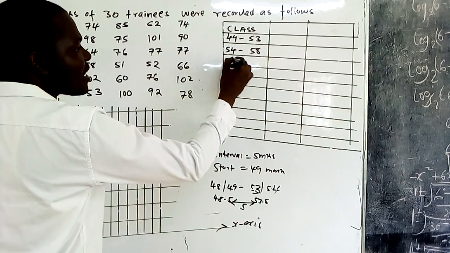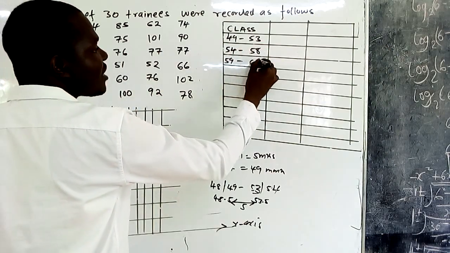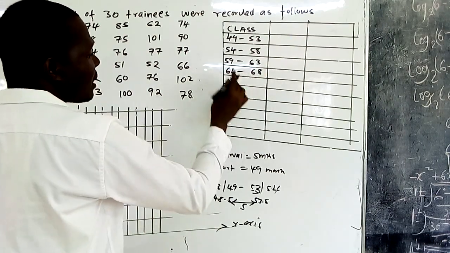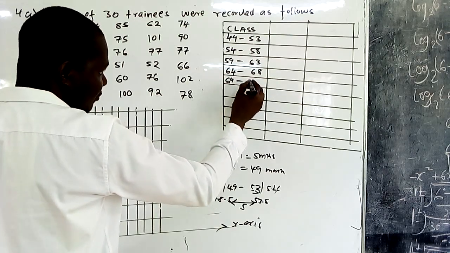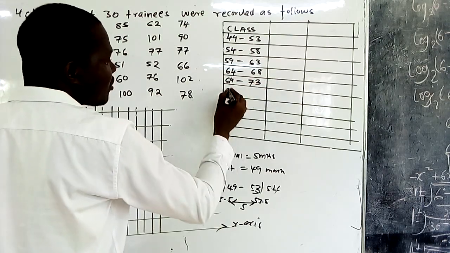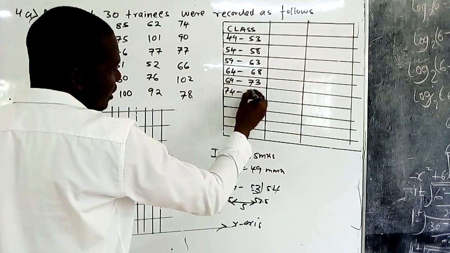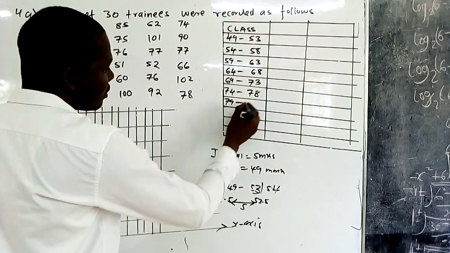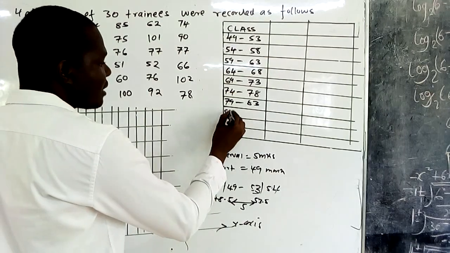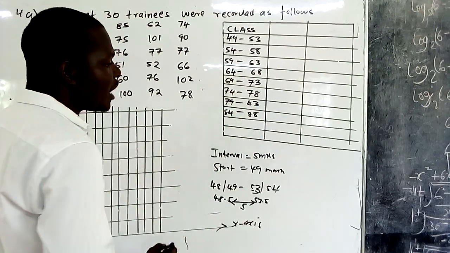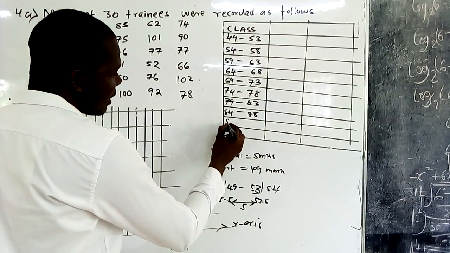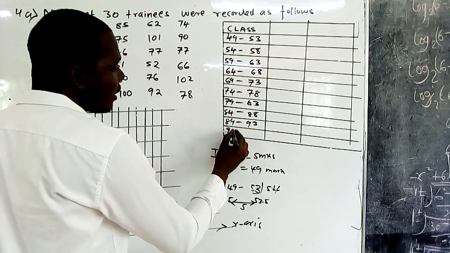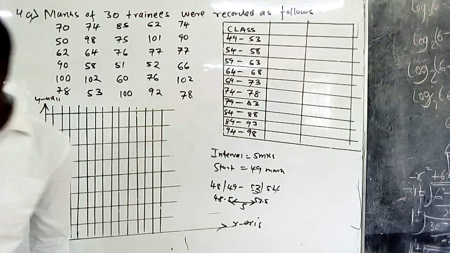If this one ended at 58, this one starts at 59 and ends at 63. This other one starts at 64 and ends at 68. This one starts at 69 and ends at 73. This one starts at 74 and ends at 78. This one starts at 79 and ends at 83. Then this one starts at 84 and ends at 88. Then this one 89 and it ends at 93. This one starts at 94.